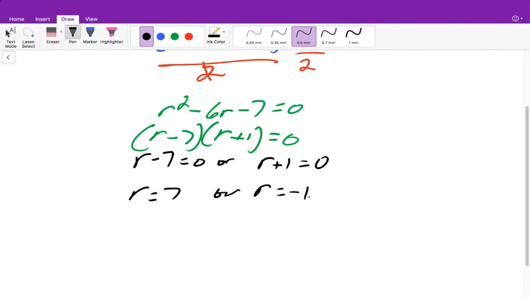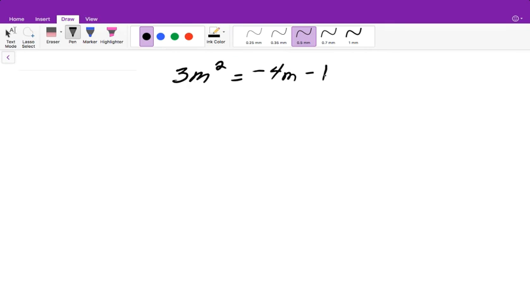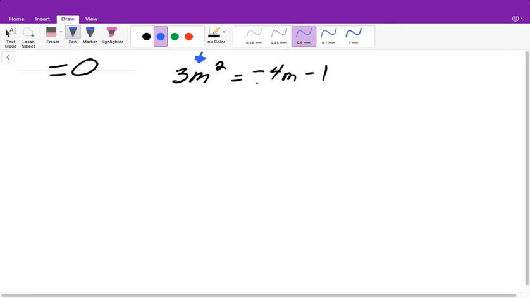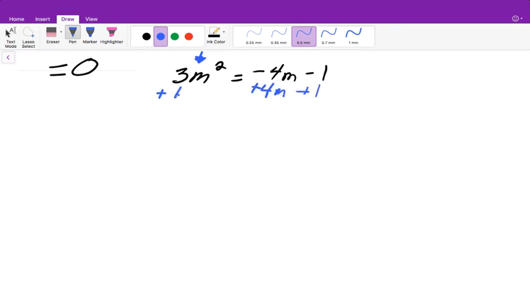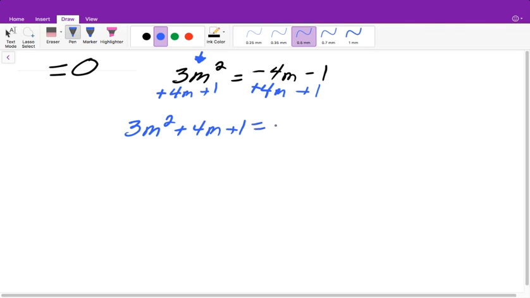All right, we did this one in class. That's why I went through it really fast. All right, remember, when we're factoring, we need to set it equal to 0. So this is not set equal to 0. And we also want our m squared or x squared or variable squared to be positive. So that means I'm going to move these two over to the left, so that way my m squared remains positive. So I will get 3m squared plus 4m plus 1 is equal to 0.